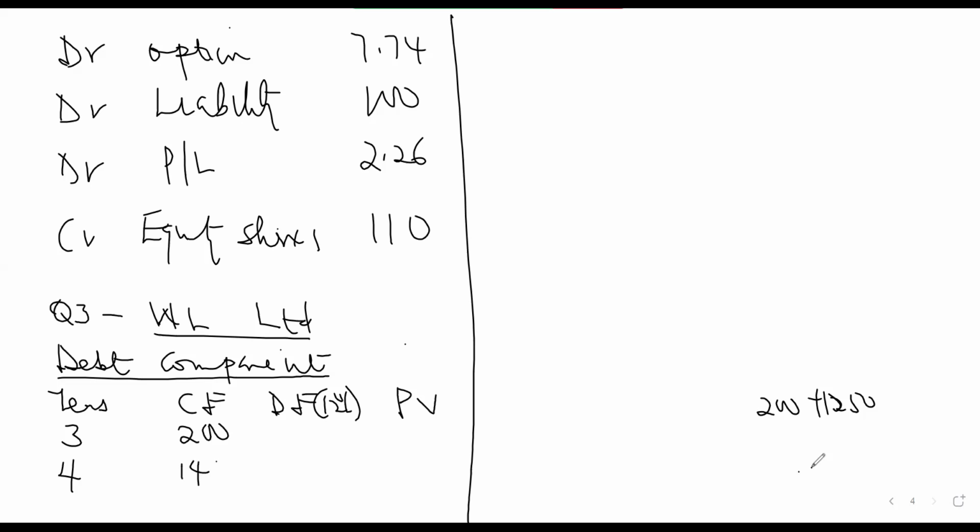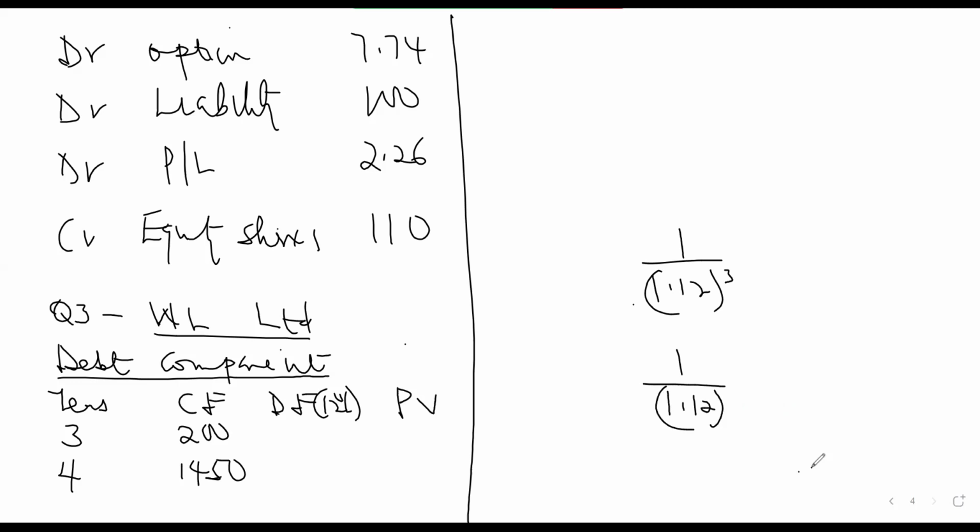1,450. Okay, so what you do now is that you have to find your discount factor. The first one will be 1 over 1.12 exponent what? Exponent 3. That is nice. Then the second one will be 1 over 1.12 exponent 4. What are we getting for each of them? First one is 0.712. Okay.